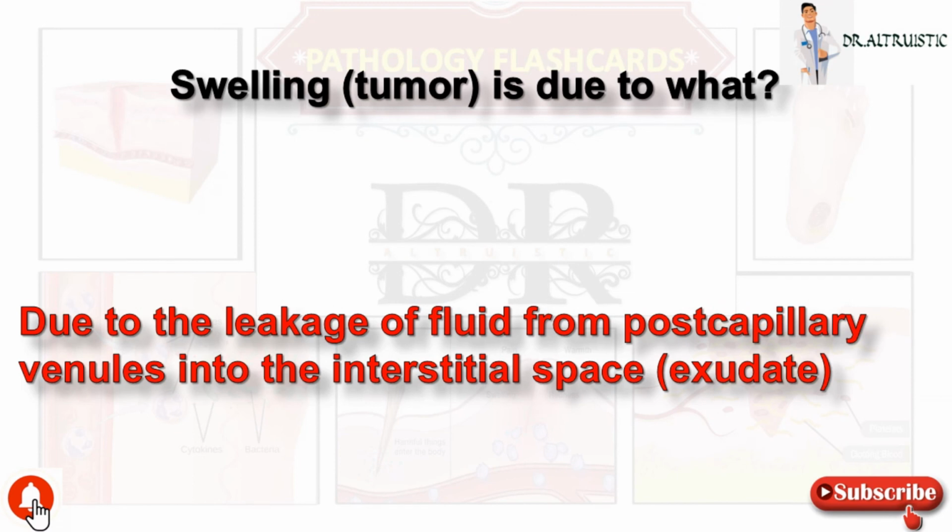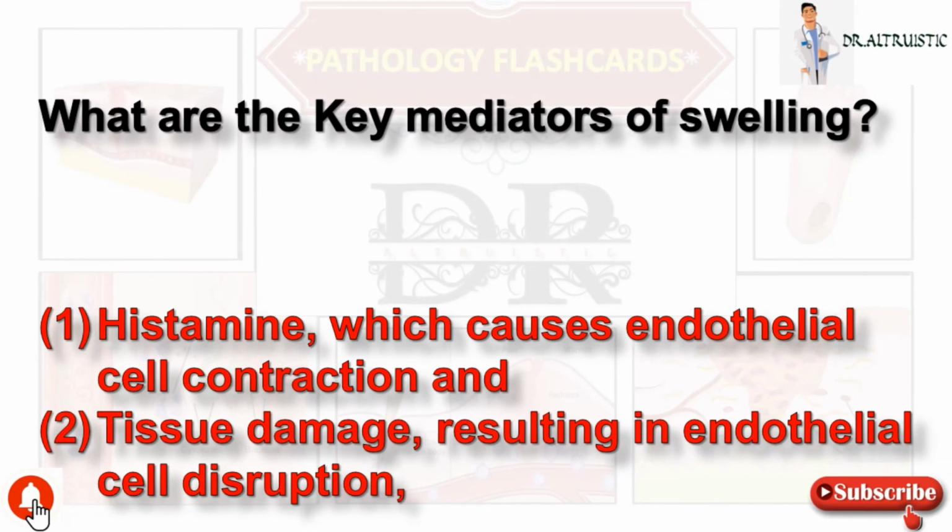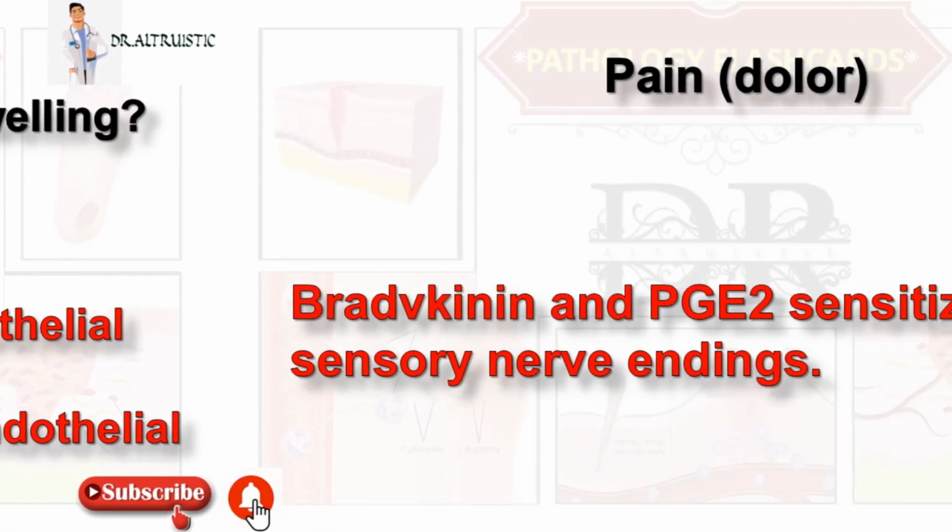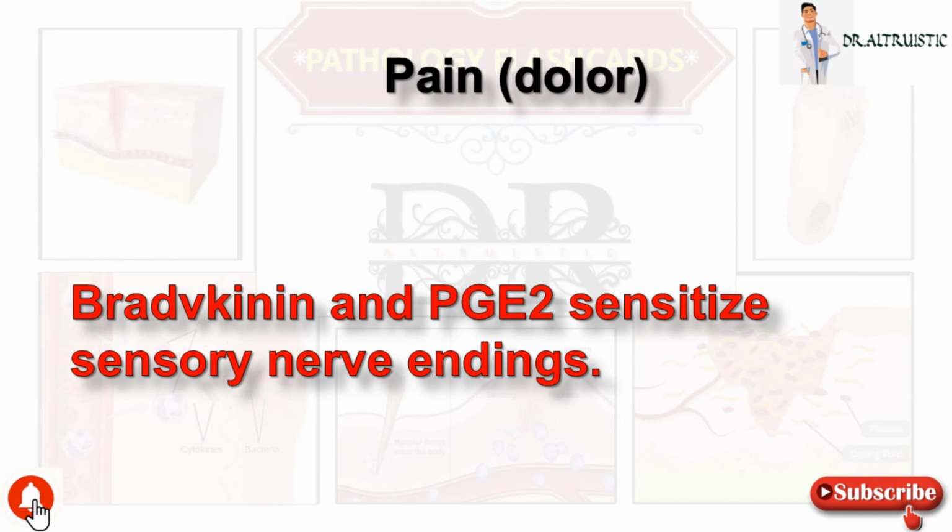Swelling, tumor, is due to what? The leakage of fluid from postcapillary venules into the interstitial space, exudate. What are the key mediators of swelling? 1. Histamine, which causes endothelial cell contraction, and 2. Tissue damage, resulting in endothelial cell disruption. Pain: bradykinin and PGE2 sensitize sensory nerve endings.